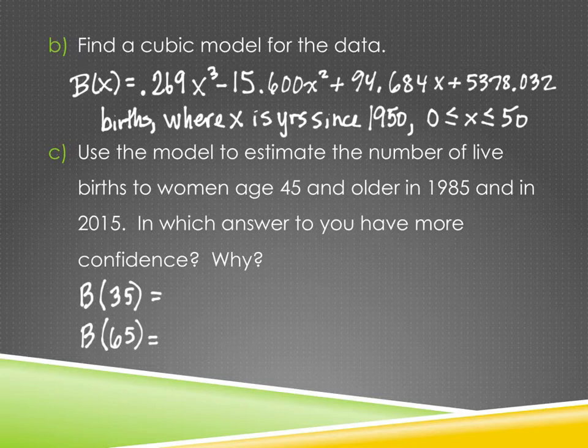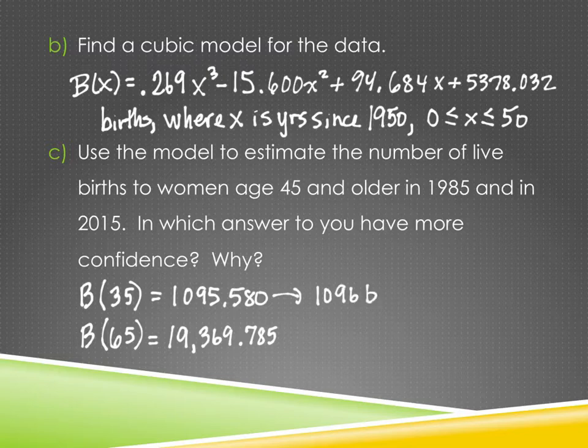So if I plug in 35, I have 1095.580. And for 65, I have 19,369.785. But what are these outputs supposed to be representing? Births. So this first one, using regular rounding rules, is 1,096 births. The second one is 19,370 births.